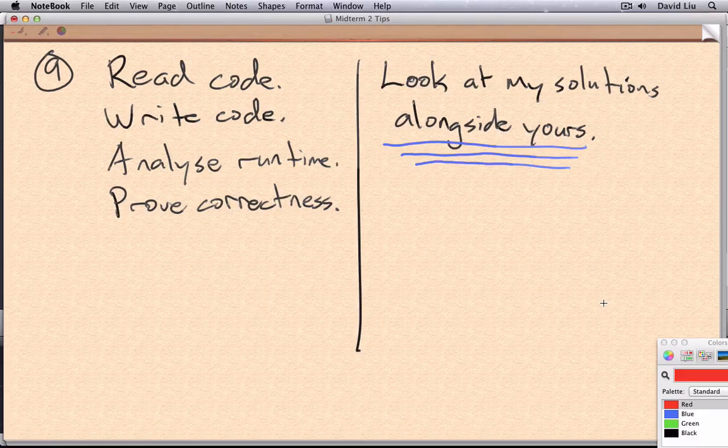This one isn't so much a tip, but somebody asked me to talk about maybe different strategies you could use to study for this midterm. So on the left side here, I've basically written out all of the key skills that you need to have to succeed in this midterm. And luckily for you, they're all skills that you can practice on a wide range of problems.